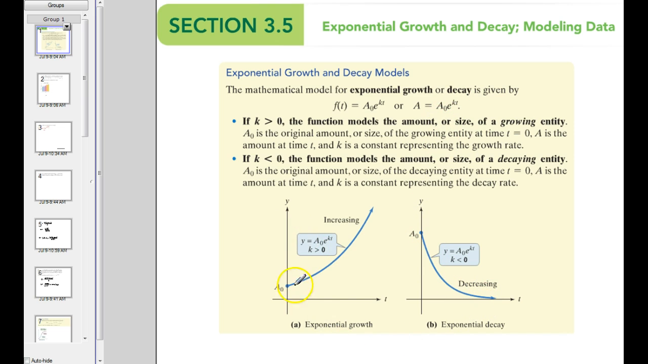Okay, now notice this looks like quadrant 1. Typically this is always quadrant 1. t is time passing, so it's moving to the right. Time's moving forward, and something's either growing or it's shrinking. If it's growing, we call it an exponential growth model. If it's decreasing, we call it an exponential decay model.